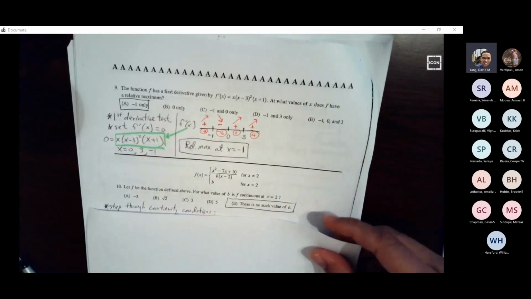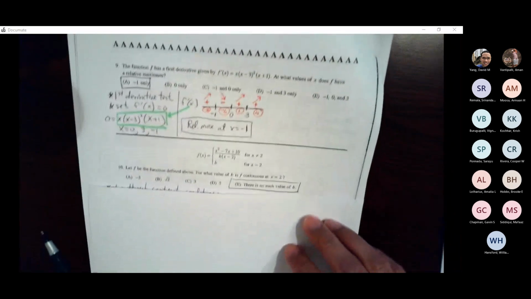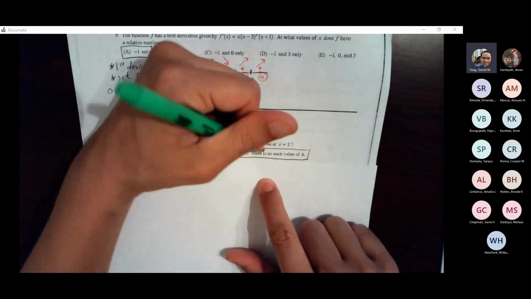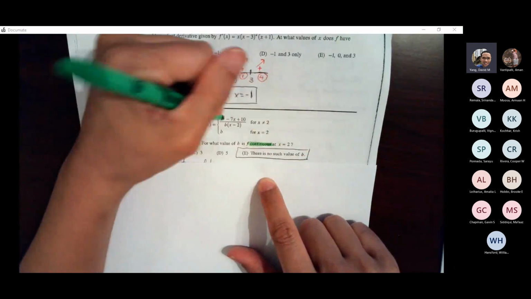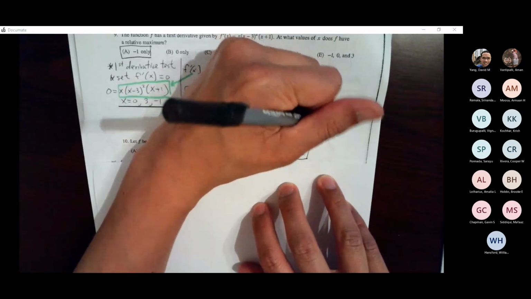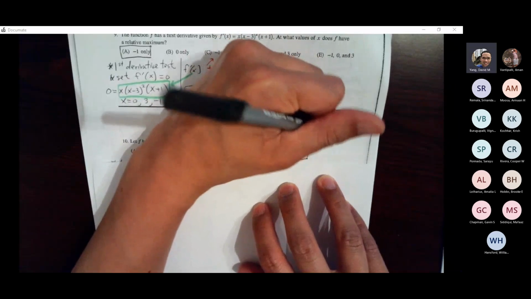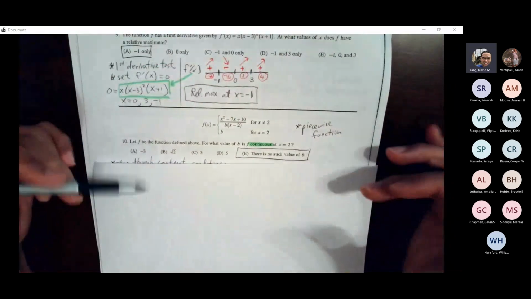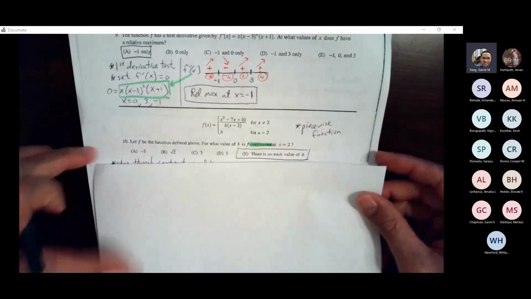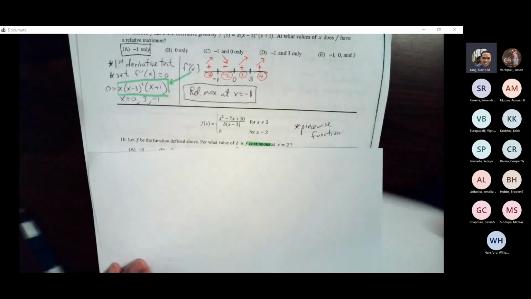Okay, number 10. Let f be the function defined above. For what value of b is f continuous? So whenever I see the word continuous and I see a piecewise function, okay, I'm thinking, all right, I try my best to just go through continuity conditions. That way I have everything structured and I kind of just follow my way through those conditions.